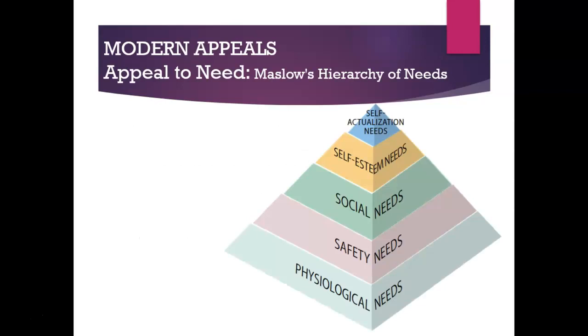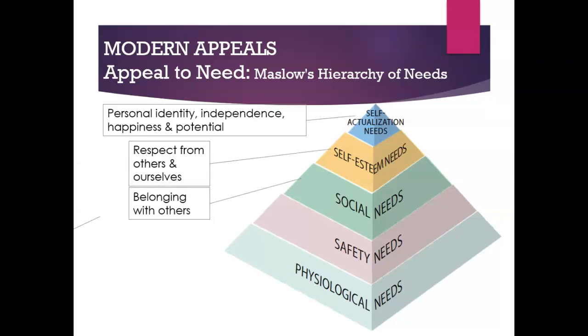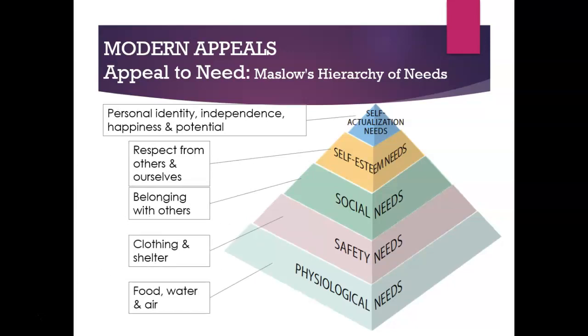I want to go into more modern appeals though. And we've talked about these, Maslow's hierarchy of needs. This is how all of us make decisions. So let's do a quick review here. And I'll pull all this out. We need to appeal to those most basic physiological needs: food, water, air. And move up: clothing, shelter, that belonging to others, respect, the independence, that happiness, that self-actualization.